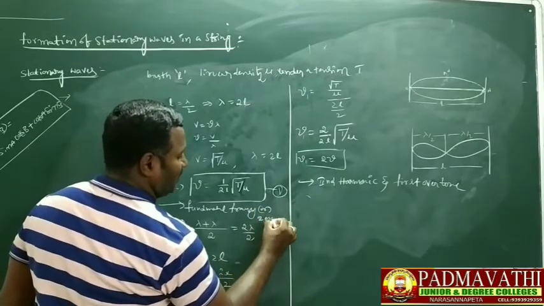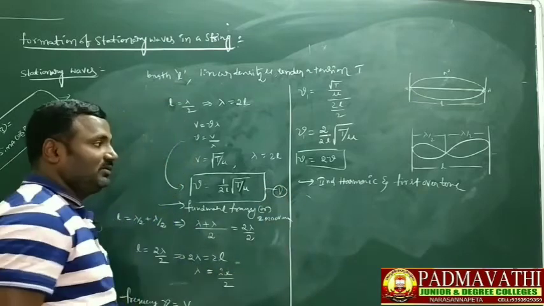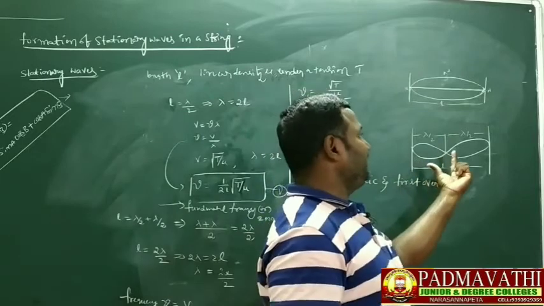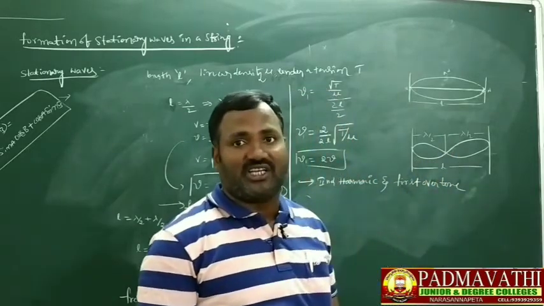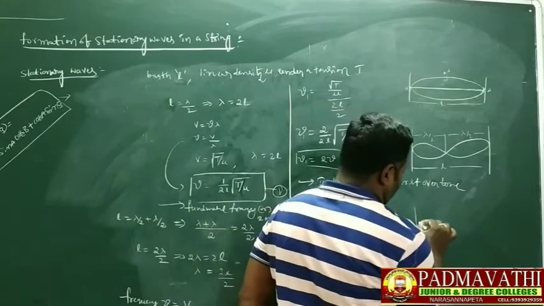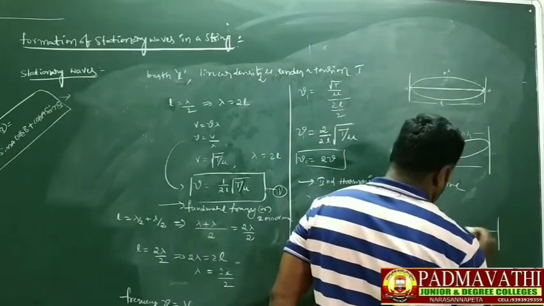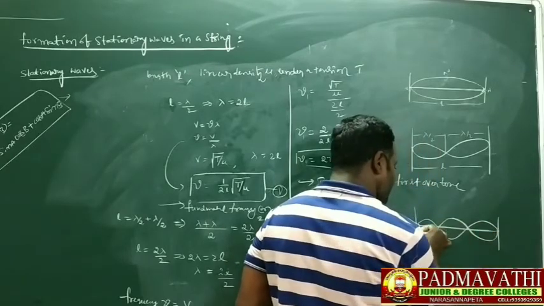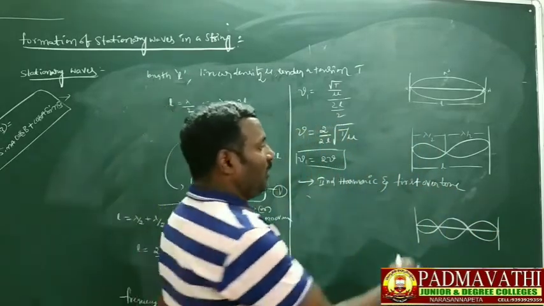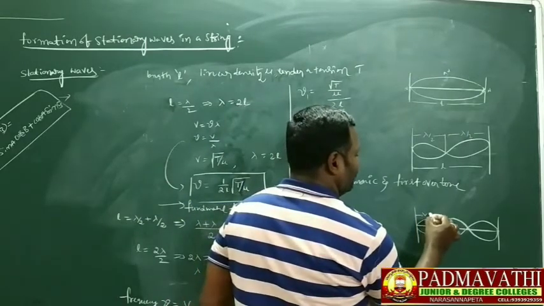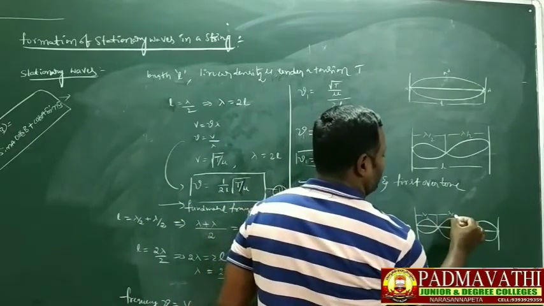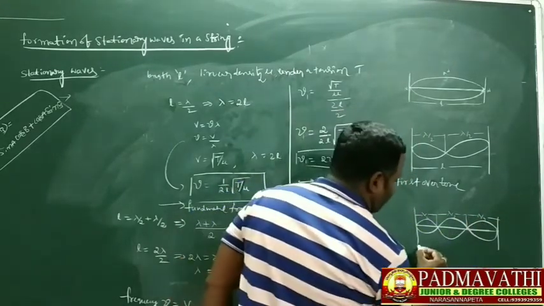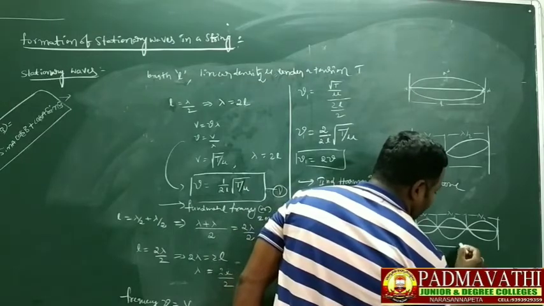Or zero overtone. Okay. So now the string is vibrating in 3 modes. Let us see. This is 3 modes. So this is lambda by 2, this is lambda by 2, and this is lambda by 2. So the total length of the string is L.